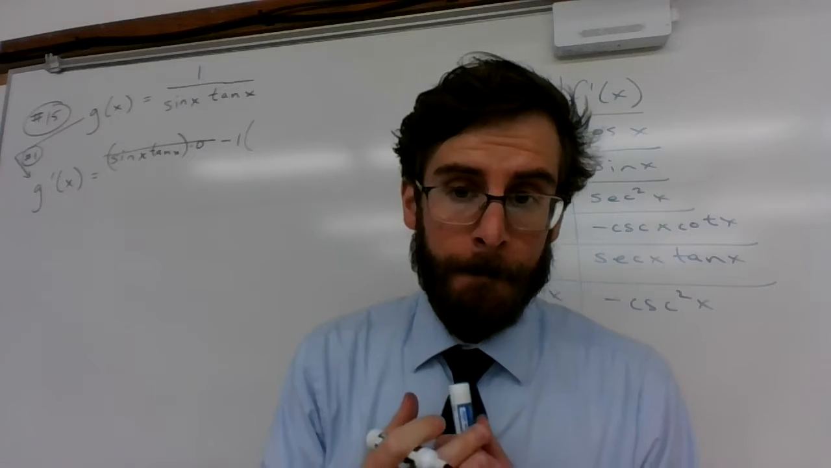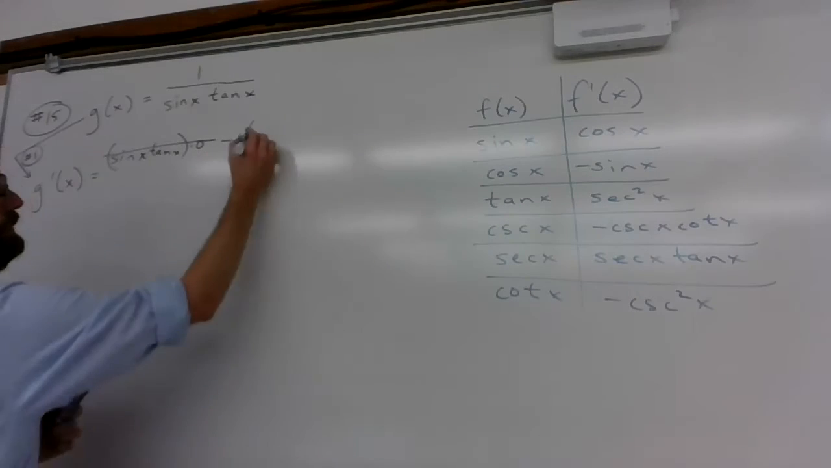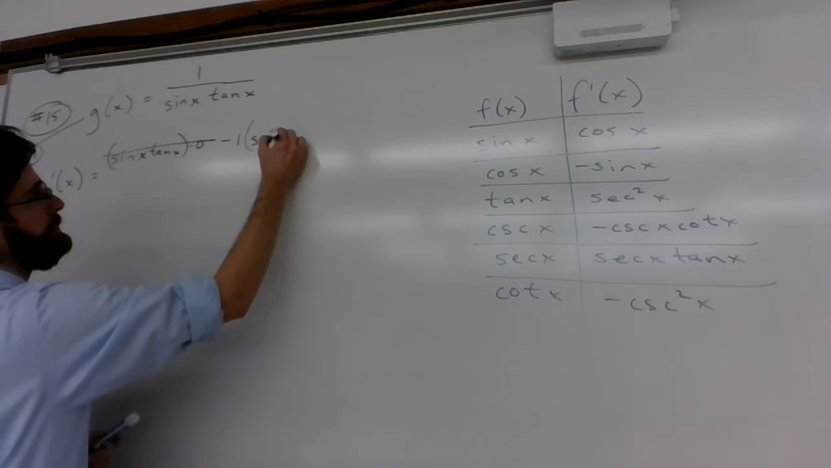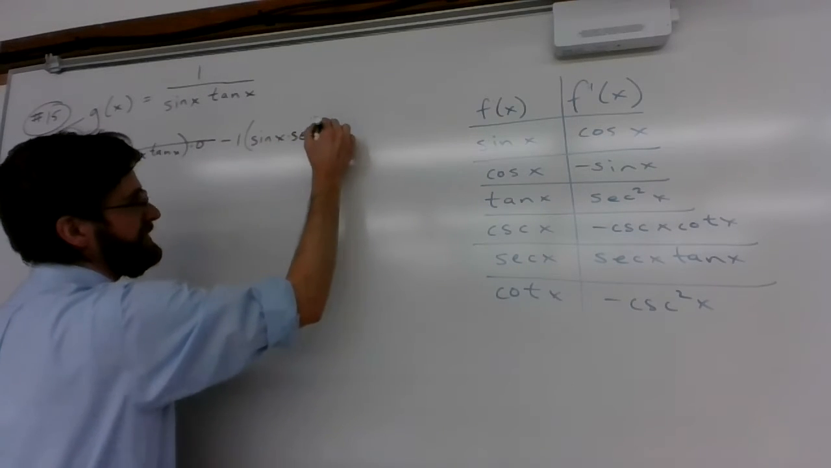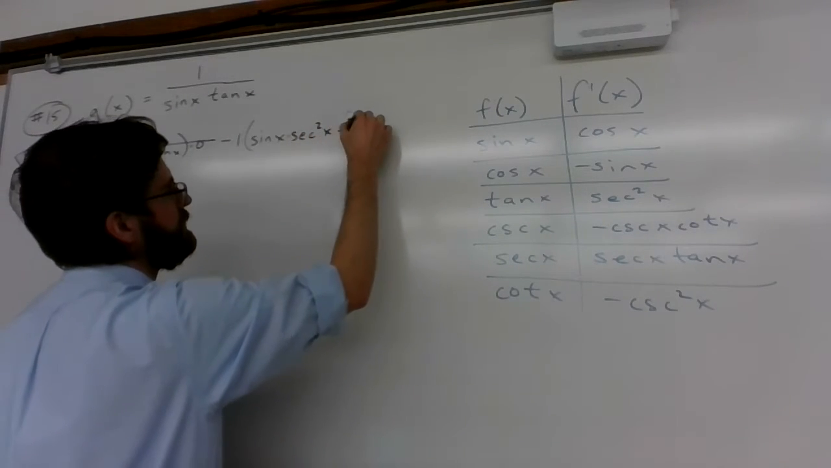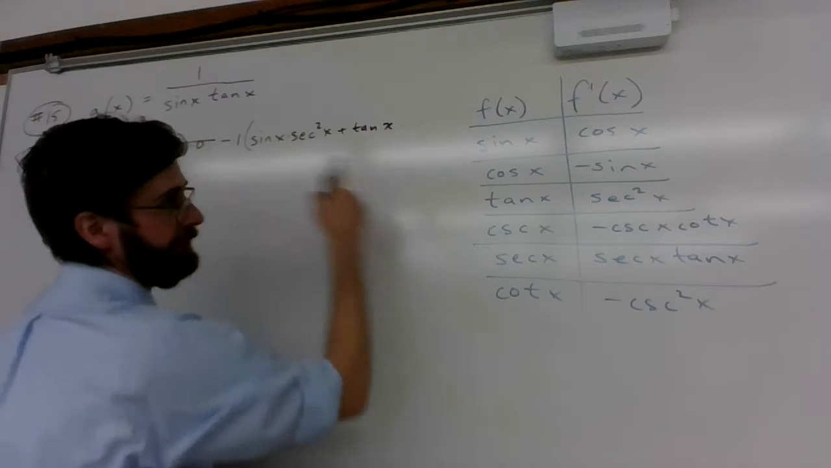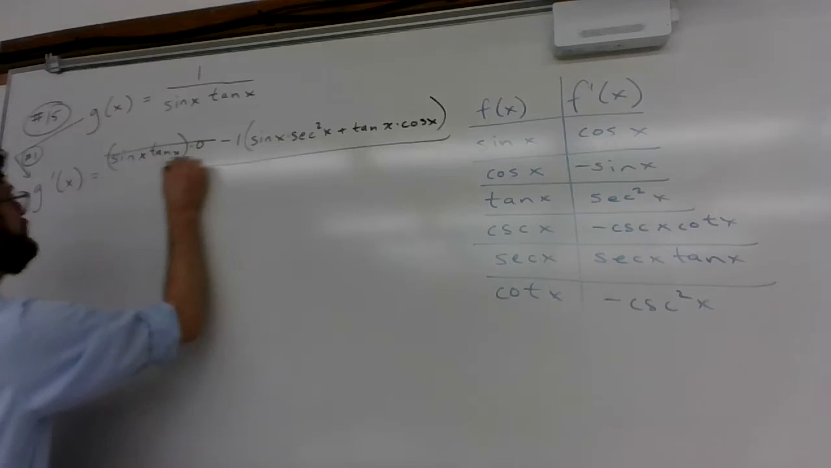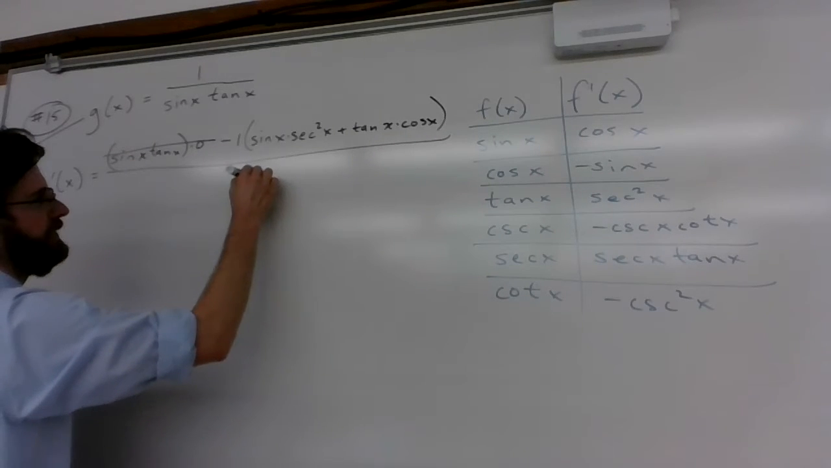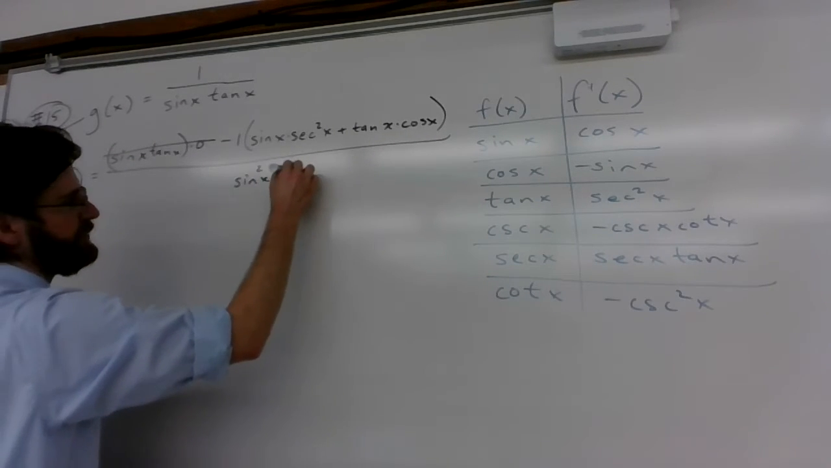We have to use product rule. So it would be first, sine of x, times the derivative of tan, secant squared, plus the second, tangent, times the derivative of the first, sine, which would be cosine, all divided by the bottom squared. So sine squared, tan squared.